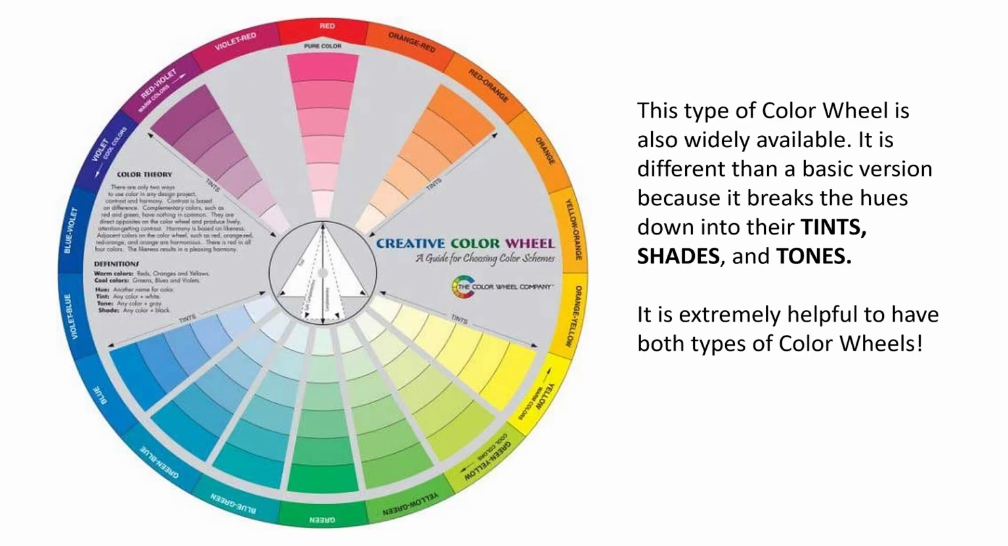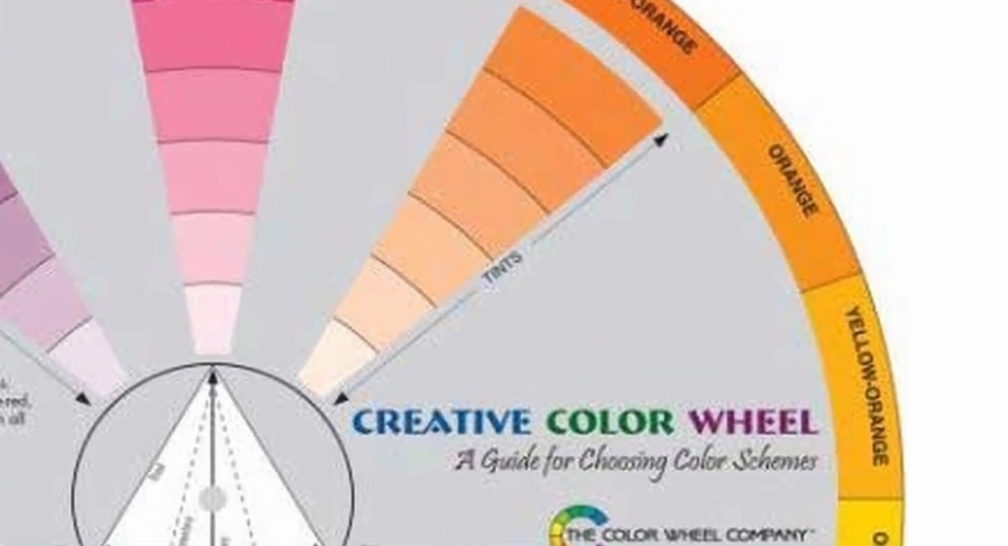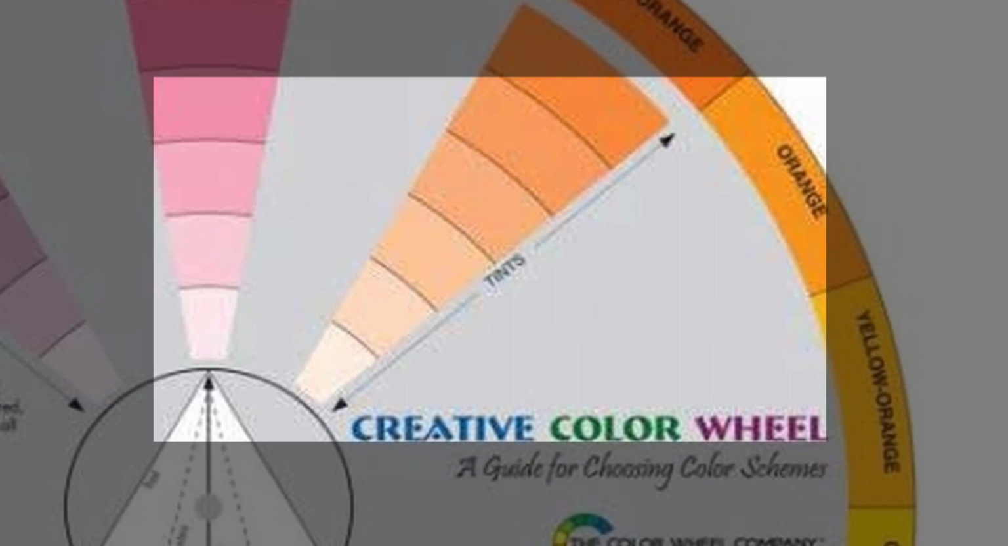Okay, so I want to show you this color wheel. Now this has more colors around it, but what's cool about this color wheel is that if you look at the top where it says red, it shows you pinks going all the way down. Or if you go to the right and you look at the red-orange column, it shows tints going all the way down. And you even see a double-ended arrow that says tints.